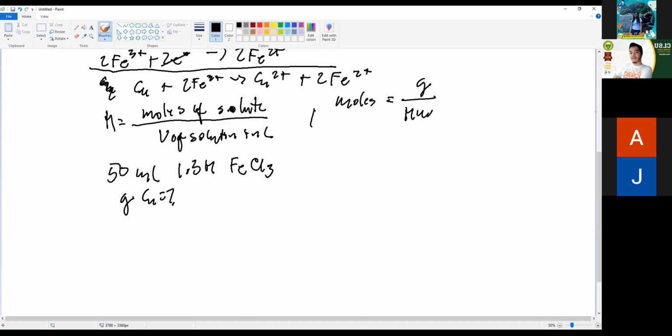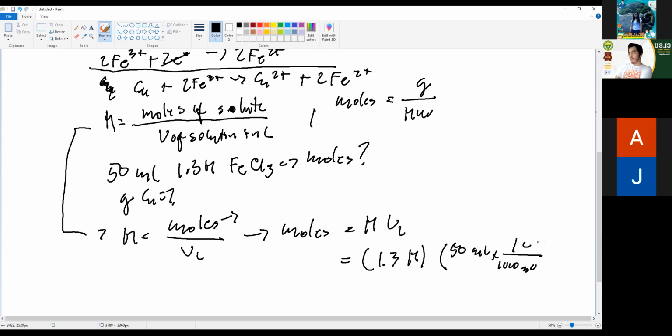So, molarity is 1.3 molar. Ang volume natin is 50 ml. So, 50 ml, i-convert natin sa liters. So, 1,000 ml, 1 liter. So, performing this equation, you have 0.065 moles ng FeCl3. So, meron tayong 0.065 moles ng FeCl3.